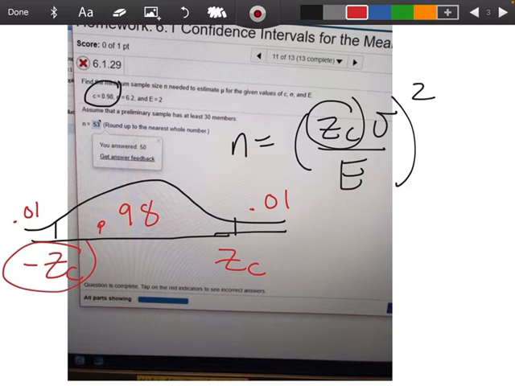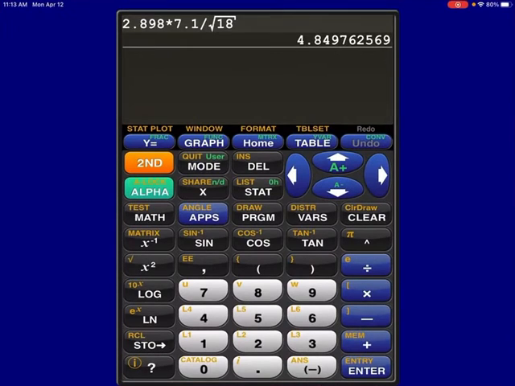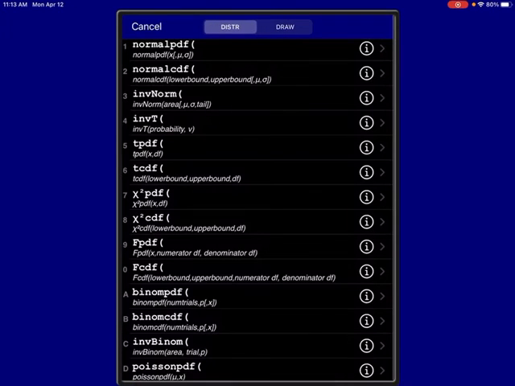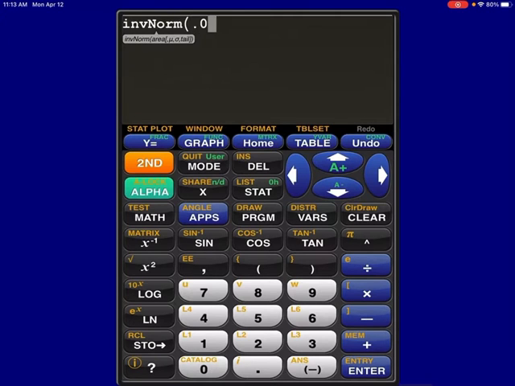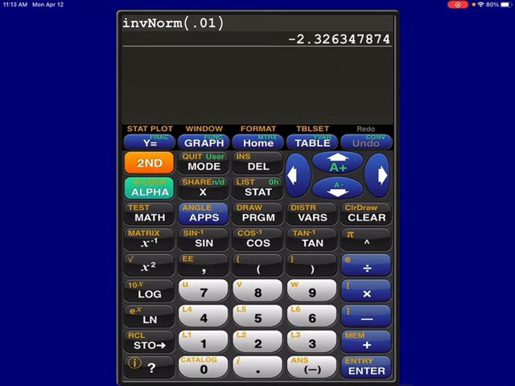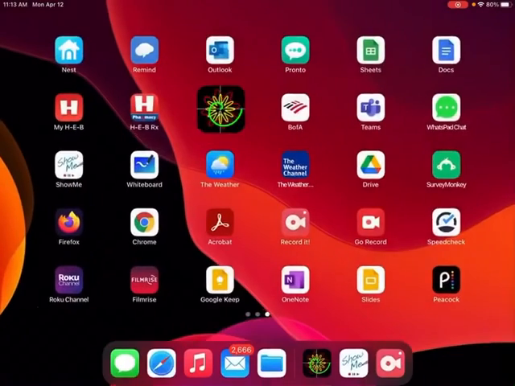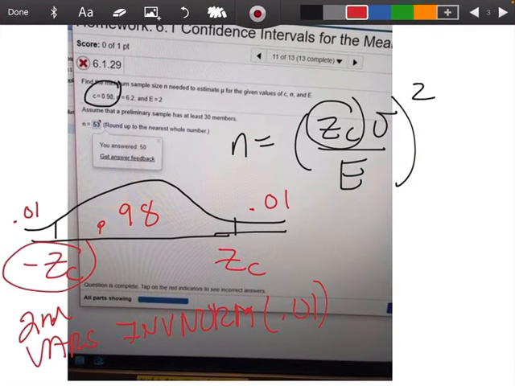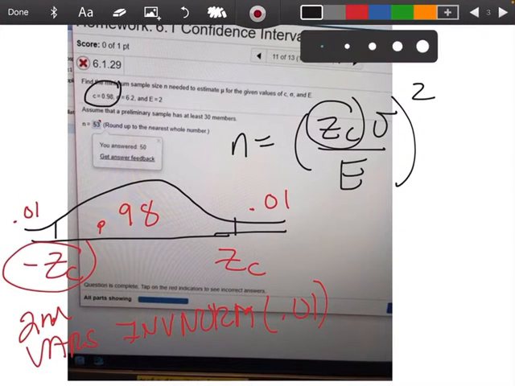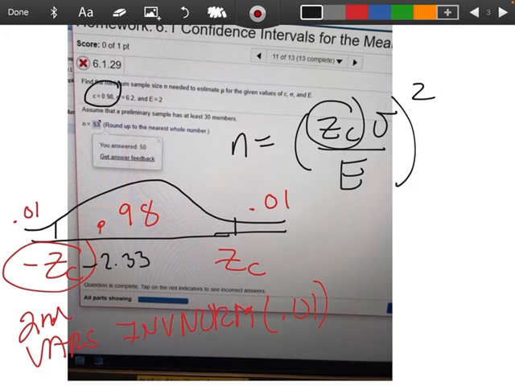The way I can find this one here is I can use my 2nd VARS, and then I'm going to go inverse norm of 0.01. Okay, so let's do that first. I'll get my calculator here. Let's clear this out. 2nd VARS, inverse norm, 0.01. Close that off. Negative 2.33. So this value here is a negative 2.33, so this one here is a positive 2.33.